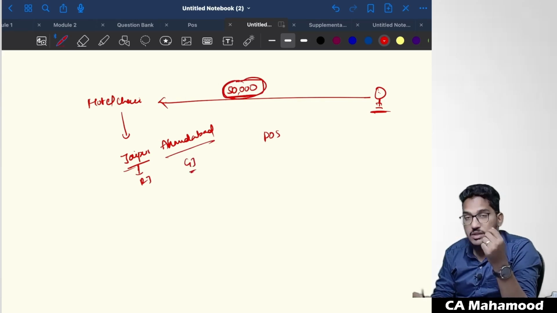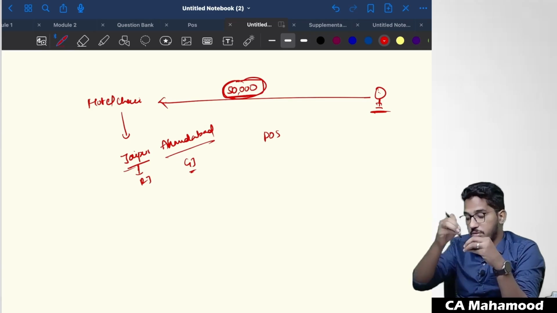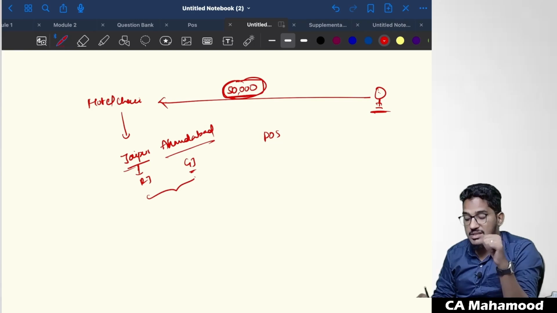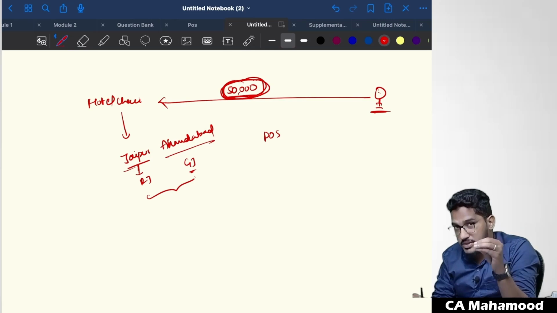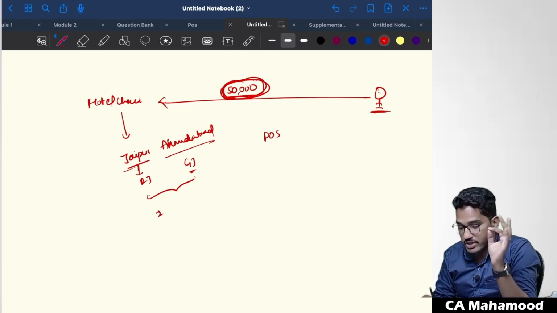Sir, how to determine place of supply? They have collected 50,000, but for this 50,000, they are providing accommodation in Jaipur also, and accommodation services in Ahmedabad also. What they have told is, in these cases, you have to divide the entire value on the basis of number of nights of stay. For example, for this 50,000, 3 nights of stay will be provided in Jaipur and 2 nights of stay will be provided in Gujarat.